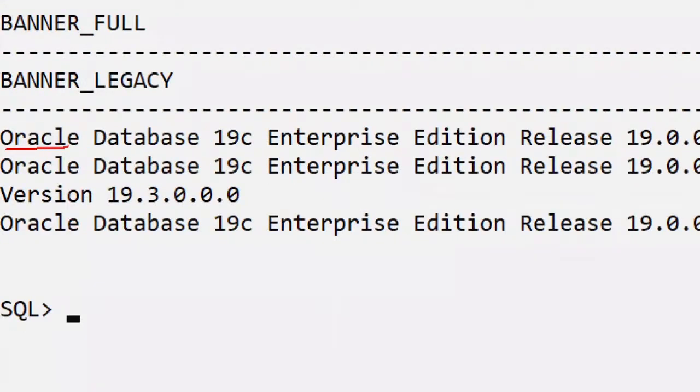Oracle is a product from Oracle Corporation. But what type of product is it? A database product. What version are we learning in our course? 19C is a version of this DB product only.